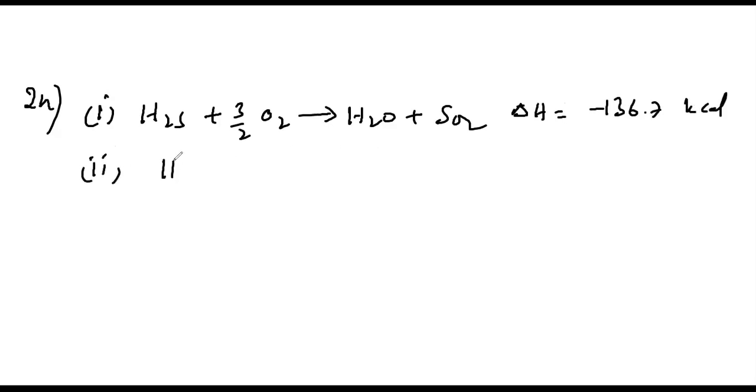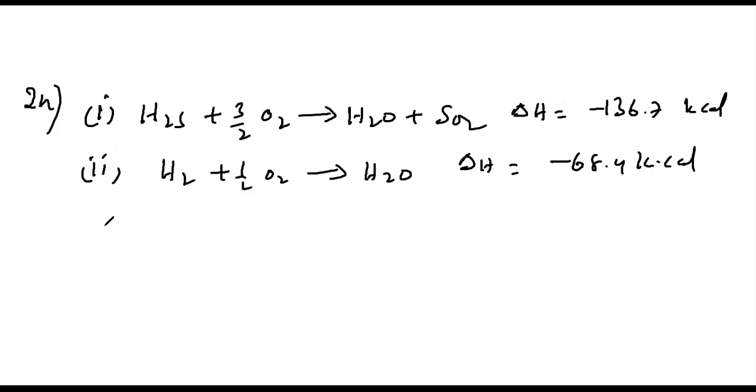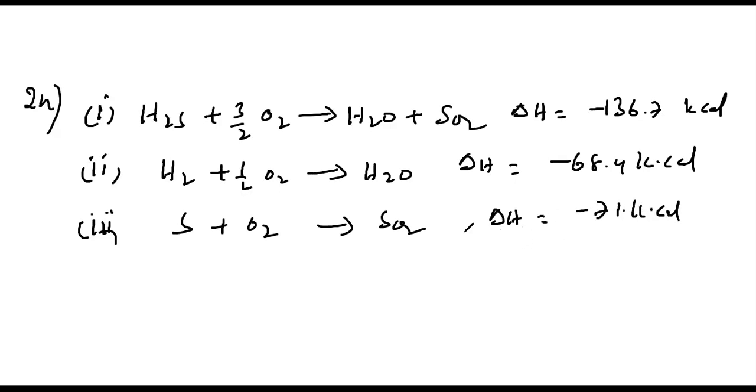Second equation, H2 plus half O2 gives rise to H2O. Delta H for this one is minus 68.4 kilocalories. Third one, S plus O2 gives rise to SO2. Delta H is minus 71 kilocalories. What they are asking is the heat of formation of H2S, which means H2 plus S gives rise to H2S. This is the required equation we have to get by using these 3 equations.